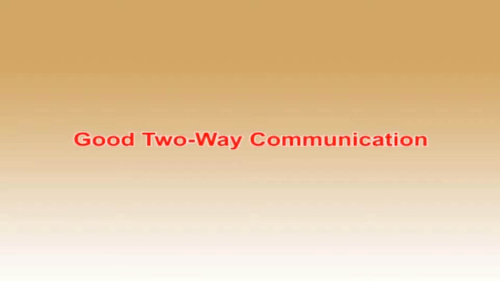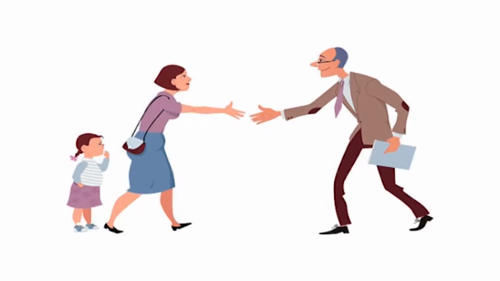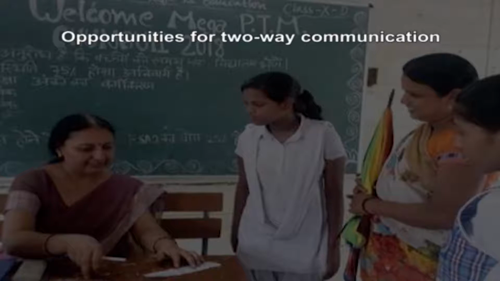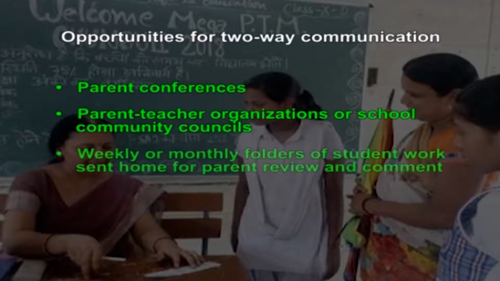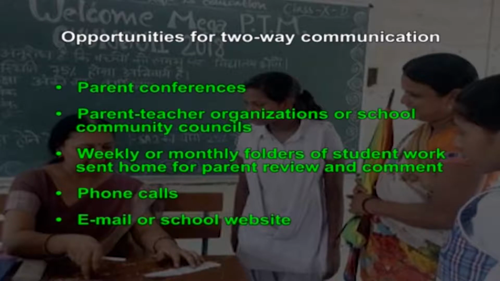Good two-way communication. Good two-way communication between families and teachers is necessary for student success. Not surprisingly, research shows that the more parents and teachers share relevant information with each other about a student, the better equipped both will be to help that student achieve academically. Opportunities for two-way communication include parent conferences, parent-teacher organizations or school community councils, weekly or monthly folders of student work sent home for parent review and comment, phone calls, email or school website.